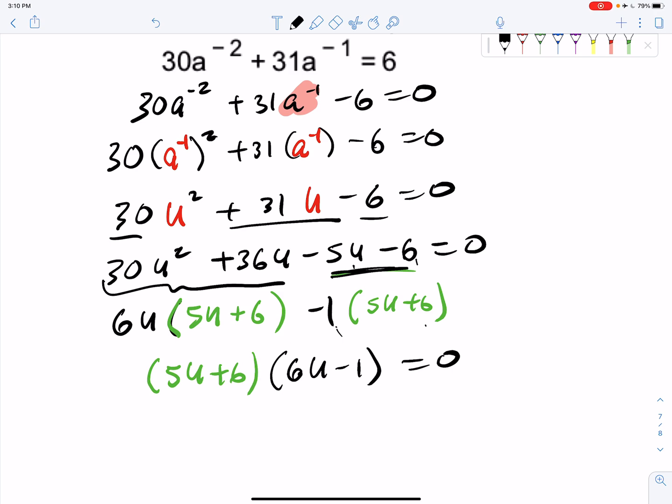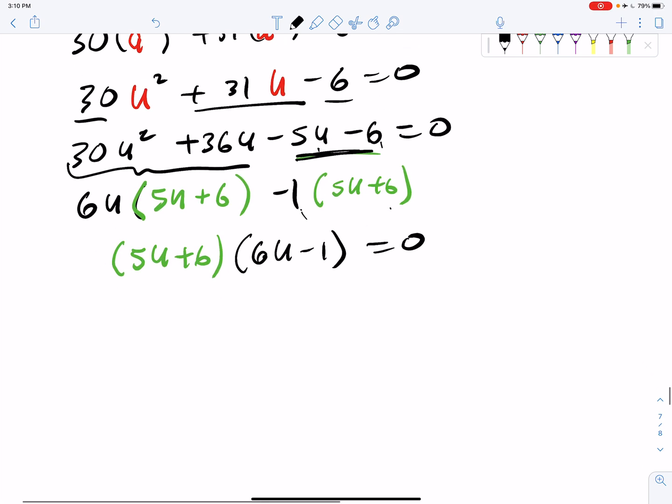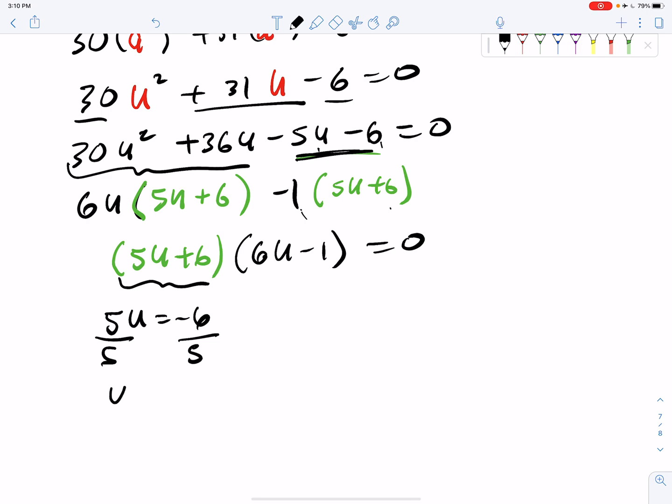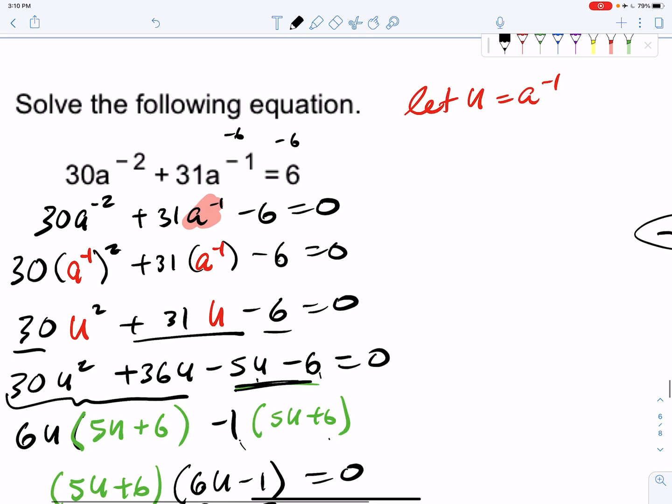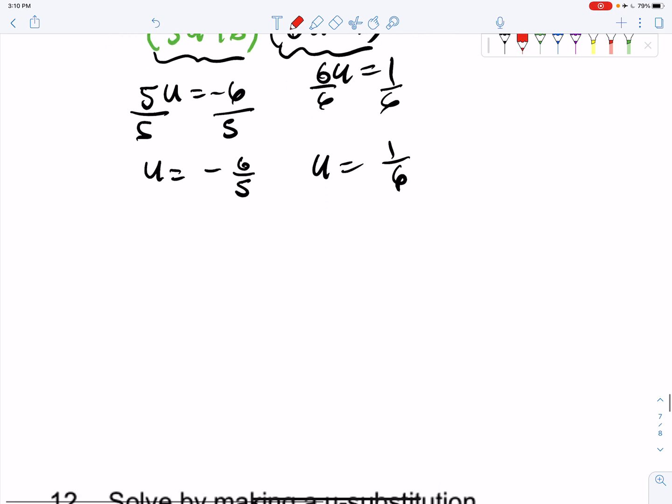All right. Now what do we want to do? Set each factor equal to 0. So we've got 5u equals a negative 6. Divide by 5, and we get u equals negative 6/5. Set the next factor, 6u, equal to 0, so 6u equals 1. Divide by 6, and u equals 1/6. Now what was our u sub though? It said to replace u with a to the negative first, so we've got to sub that back in. A to the negative first, a to the negative first.